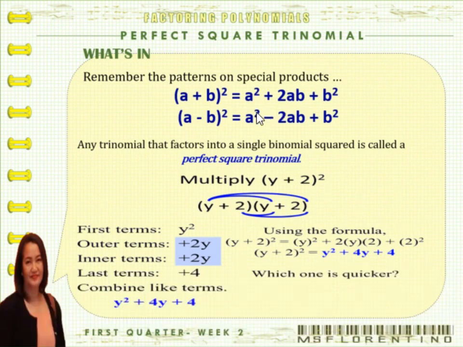Using the formula or the pattern, a plus b raised to the power of 2 will be equal to a squared plus 2ab plus b squared. So, following that pattern, we have a as y and 2 as b. Therefore, y raised to 2 plus 2 times y times 2 plus 2 raised to 2. We simplify: y squared plus 2 times y times 2 is 4y plus 2 raised to 2 is 4. So which one is quicker?